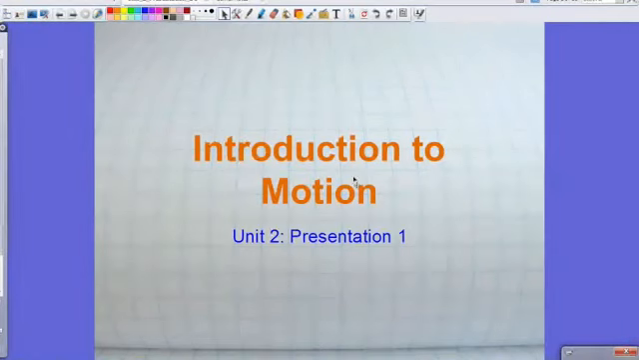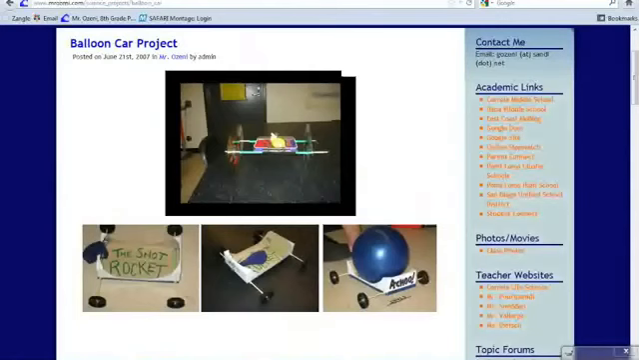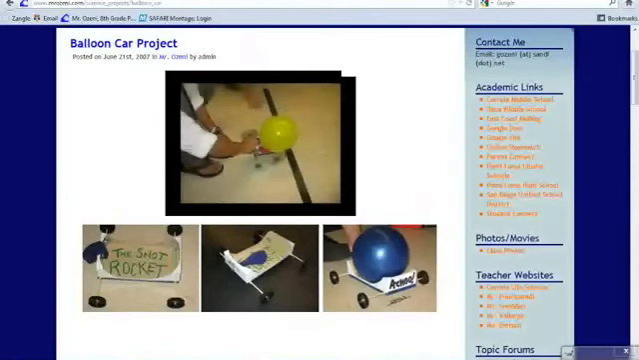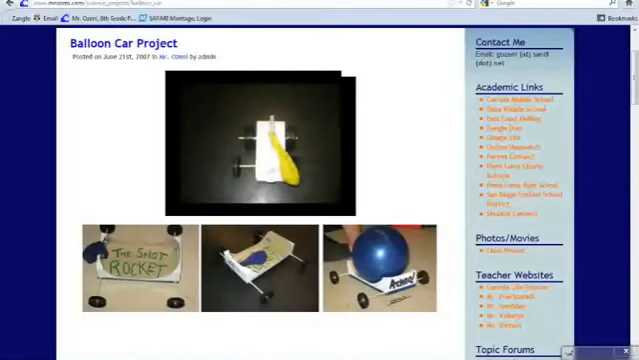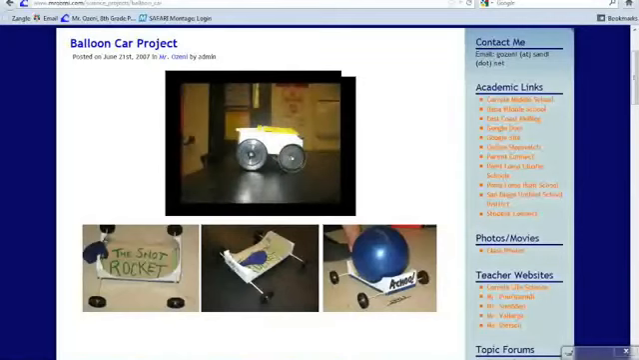Okay, ladies and gentlemen, in this unit we're going to be talking about motion and forces. And just like in the last unit, we're going to take a few notes and then we're going to have our project at the end. So this one is going to be our balloon car project. These cars are basically built from random stuff that you probably have lying around your house, mostly recycling stuff or trash, and it's powered by balloons.